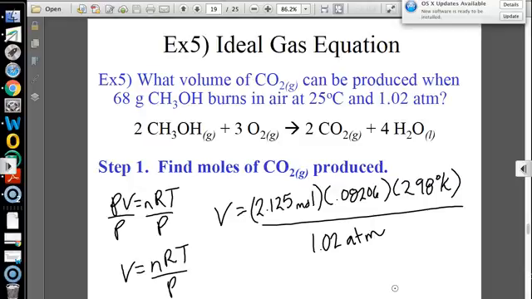And I can only have 2 sig figs, so it ends up being 51 as the volume in liters.